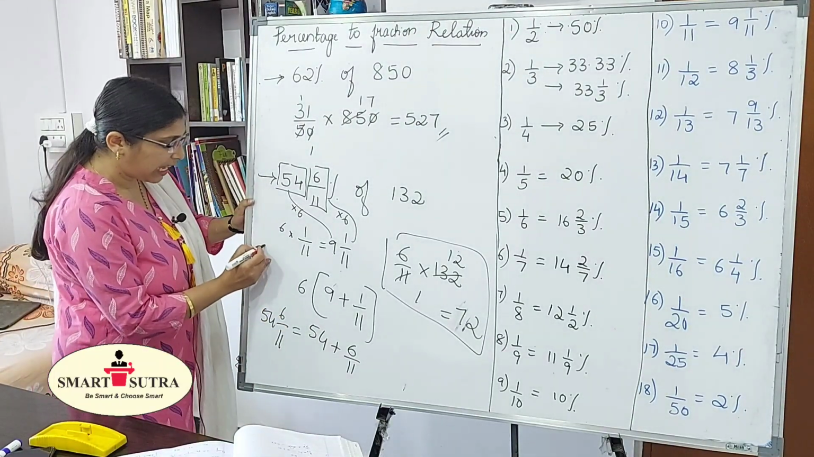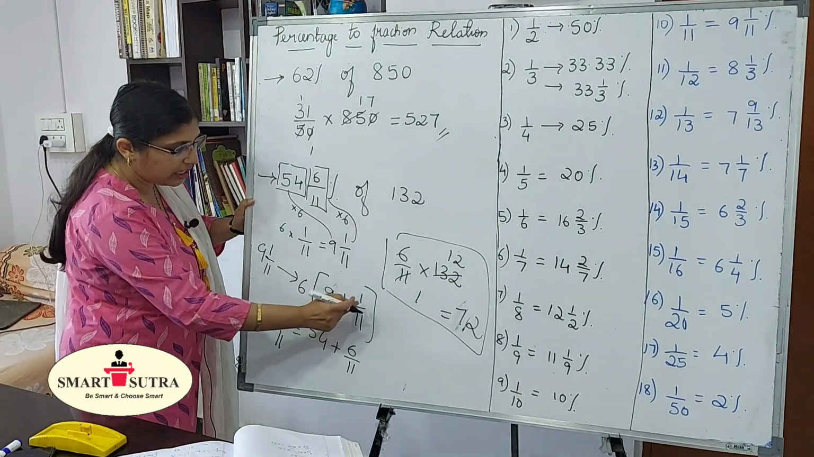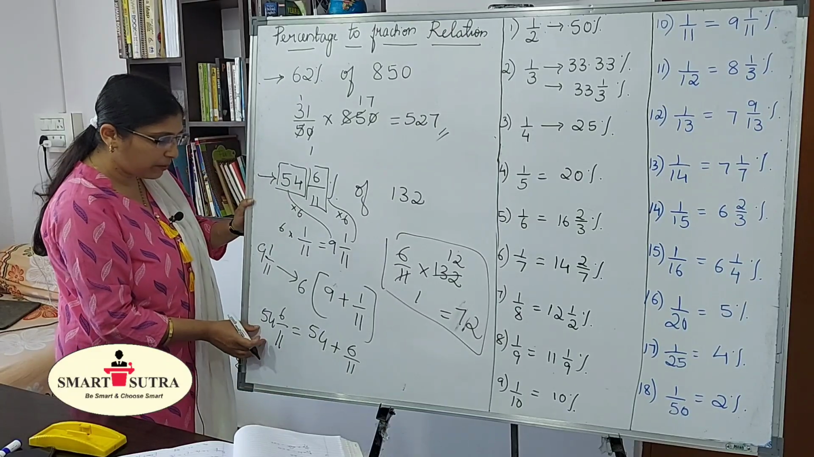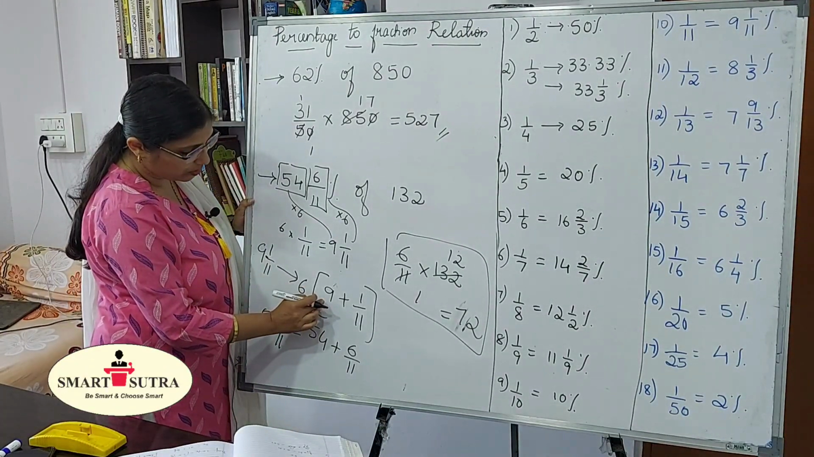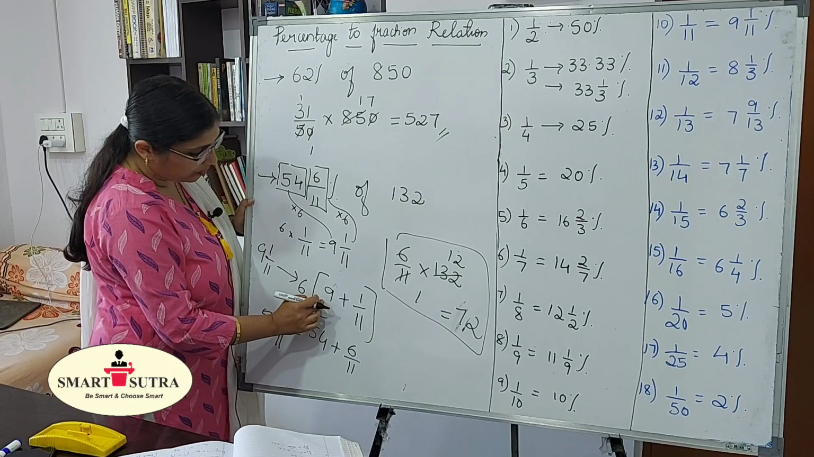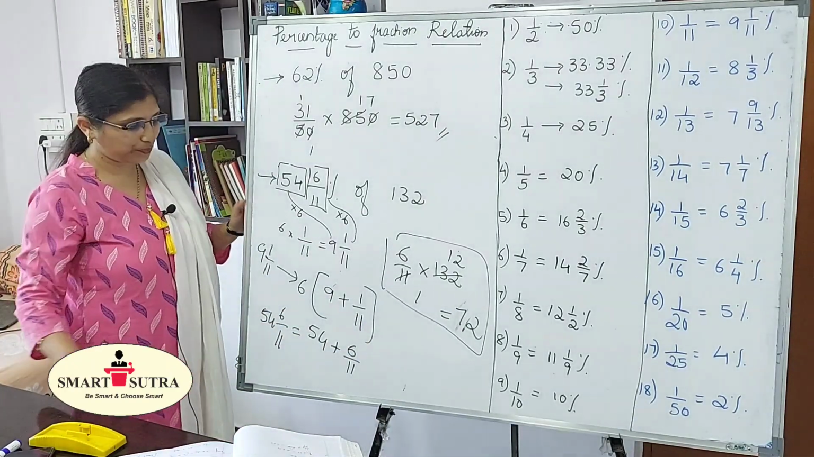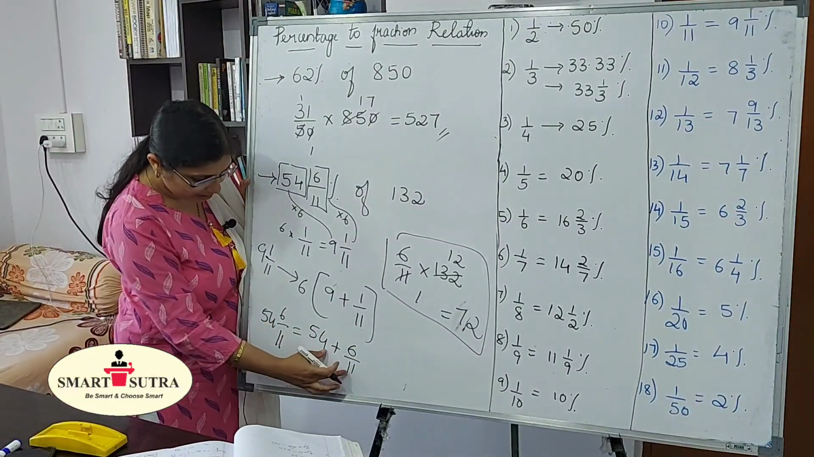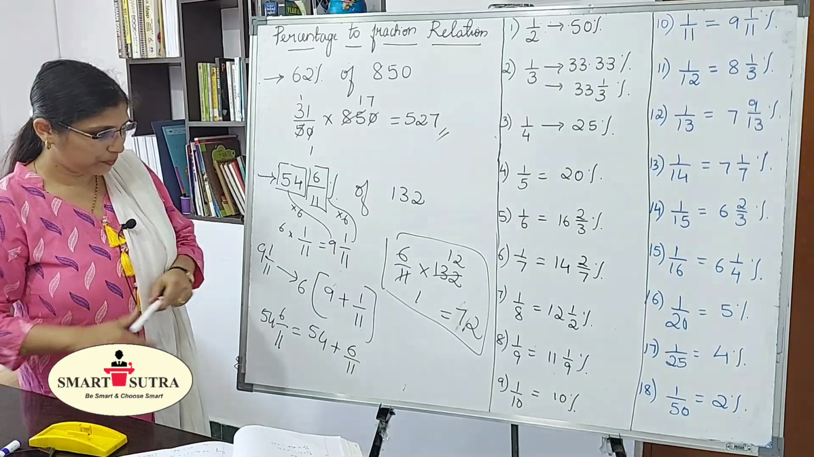So 9 1 by 11 can be split as 9 plus 1 by 11, and the split form can also be written in this form. We are splitting here and we are joining here.